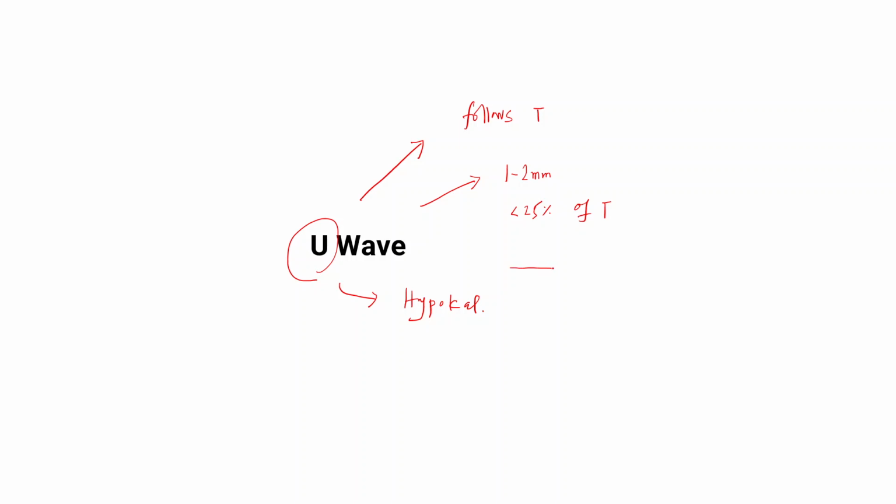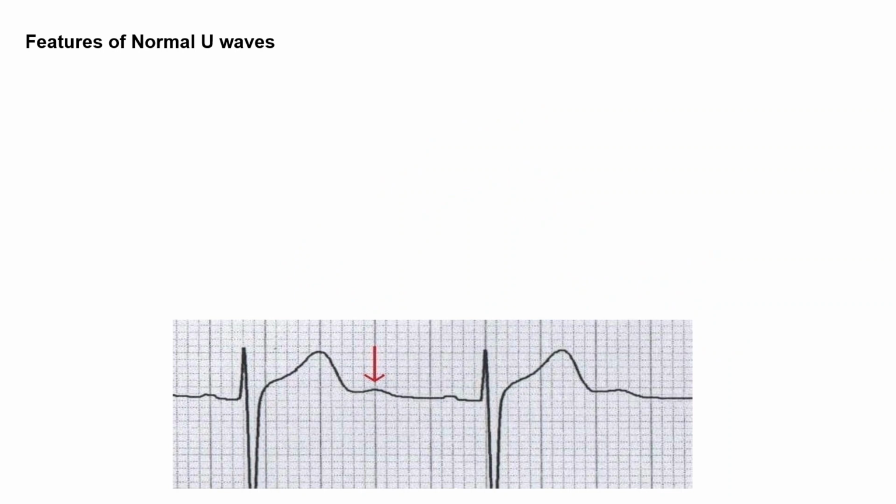The mechanism behind the U wave has many hypotheses, but you can remember that mostly it is due to depolarization of papillary muscles or myocardial M cells. Anyway, the mechanism behind the U wave is not important. What is important is in which condition we get a U wave. Okay, so features of a normal U wave I have already told.